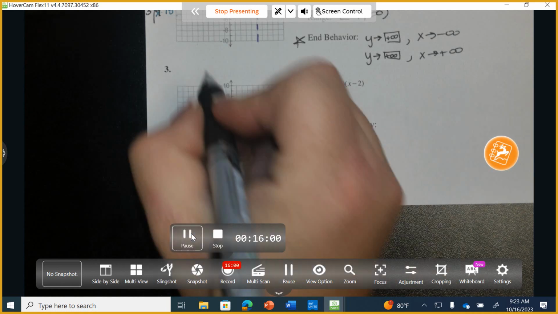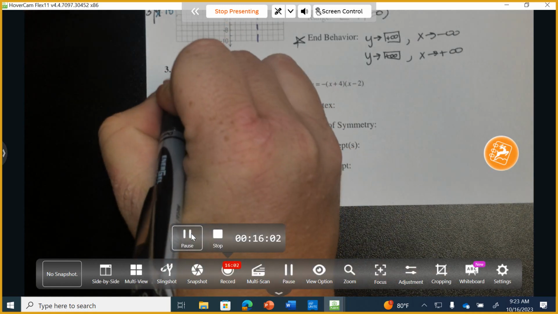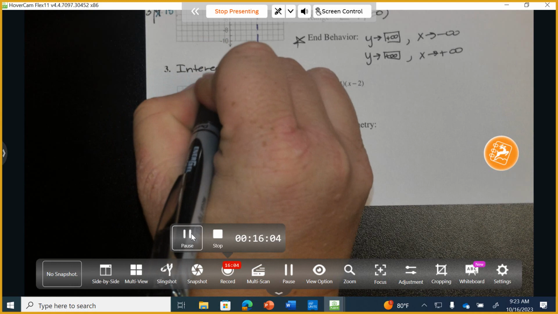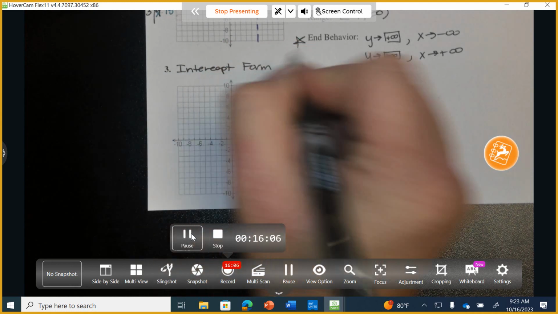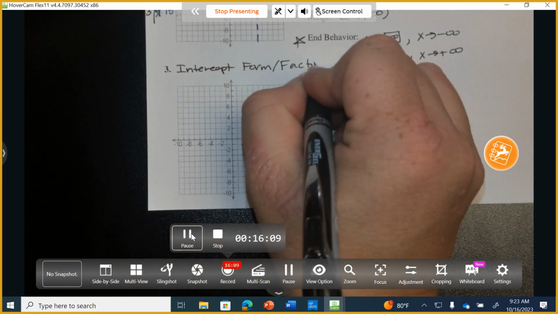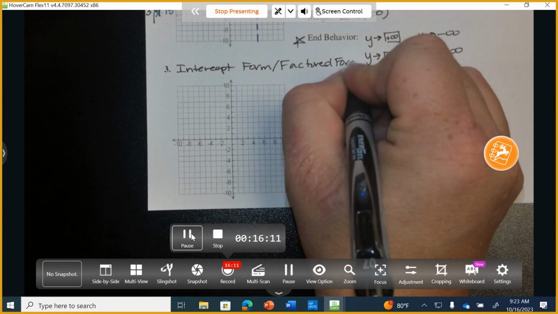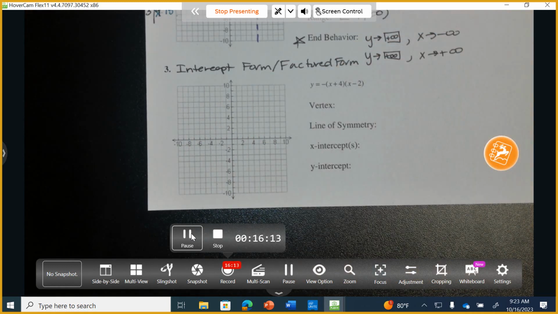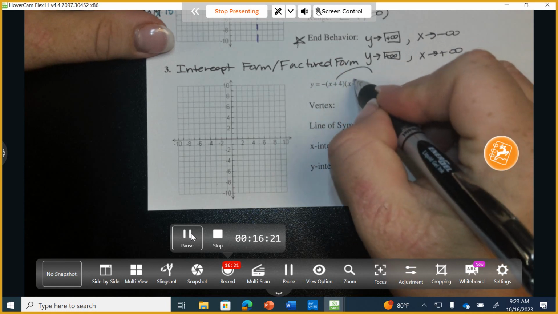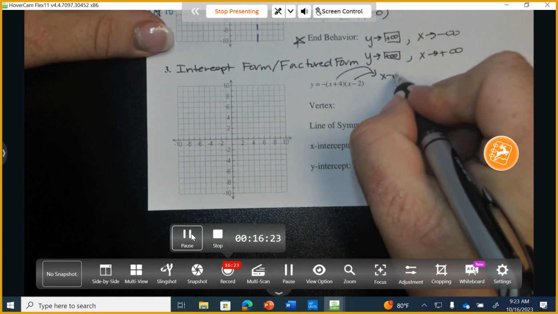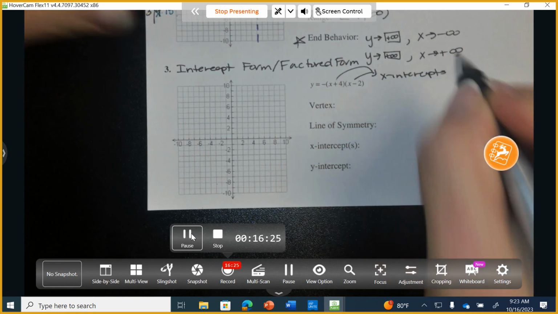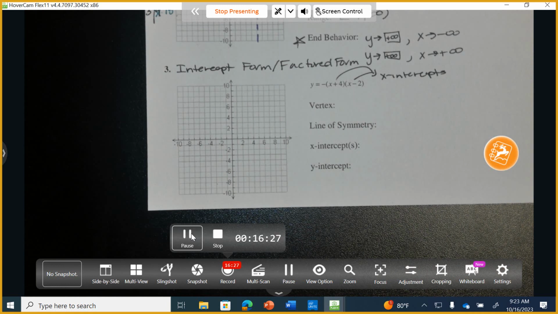So here we go. For this one, please write down two forms here. Intercept form, and other people refer to this as factored form. They're the same meaning, the exact same meaning. Why do we like this form? Because we can very, very easily determine the x-intercepts. With pretty much no work, we can determine the x-intercepts.